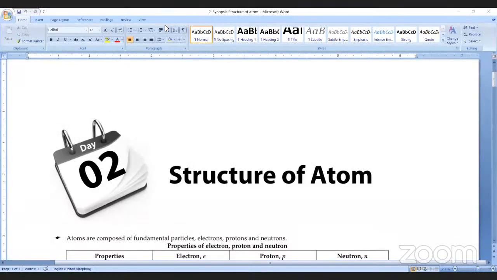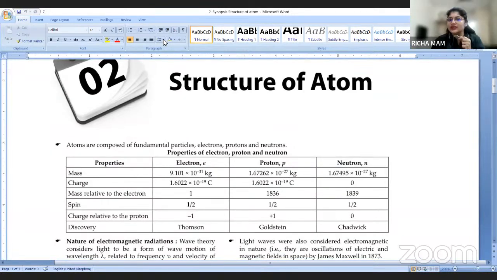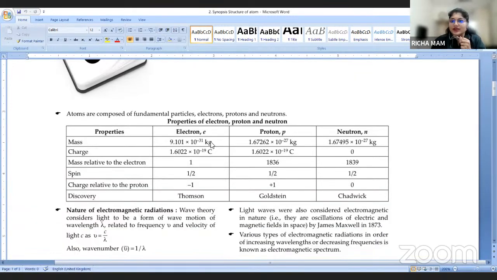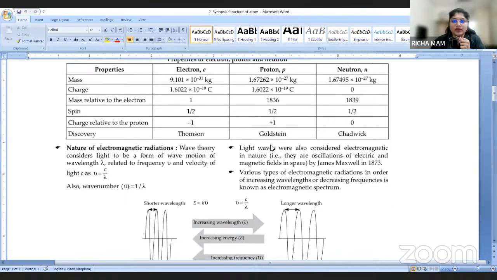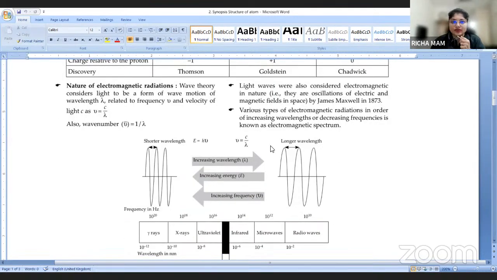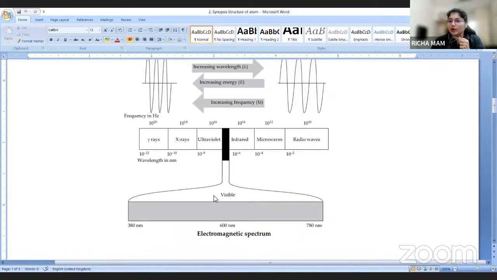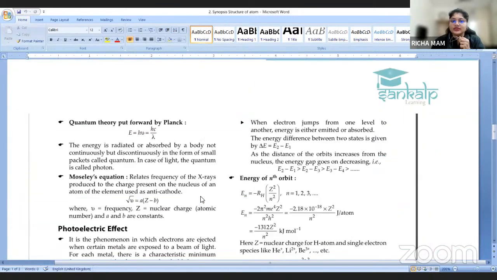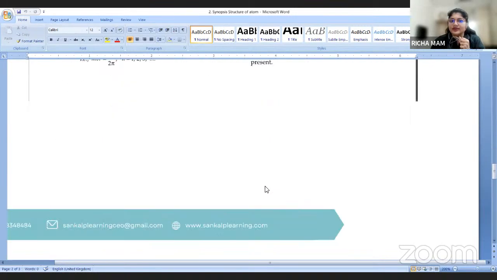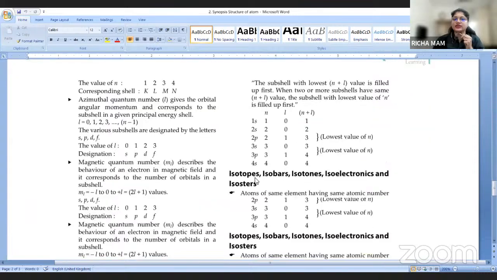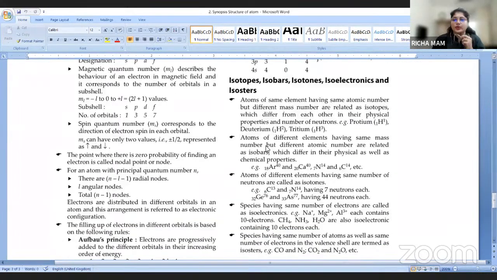So this was the synopsis. Synopsis means we have seen the short important notes. So we have seen the properties of atoms, different fundamental particles, the properties of electron, proton, neutron. Then we discussed the nature of electromagnetic radiation, then the electromagnetic spectrum, and the quantum numbers. Based on that, we have seen the questions, right?